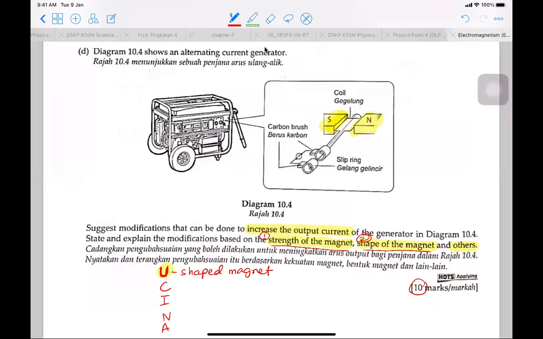Or you can also put the curve shape, also can. Curve shape, concave shape also can. Okay? U-shape or curve shape or concave shape. This one, right?